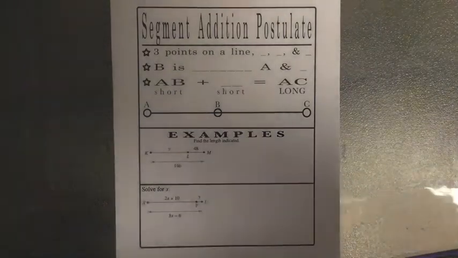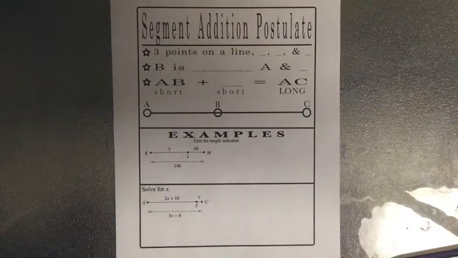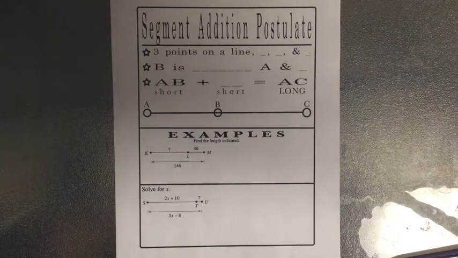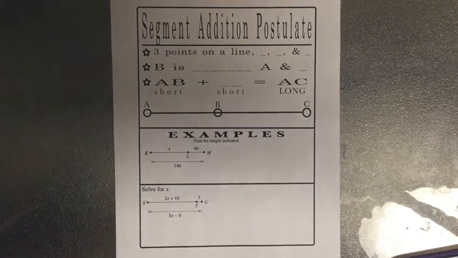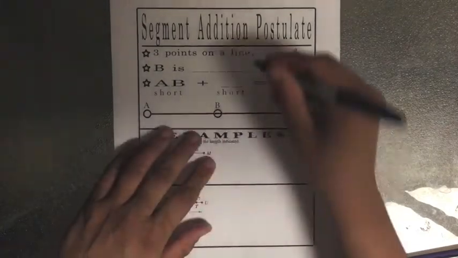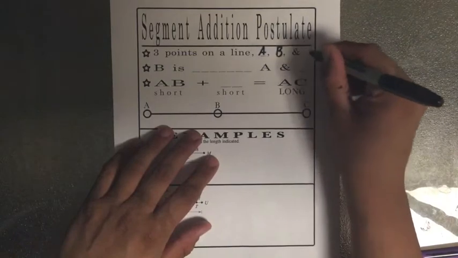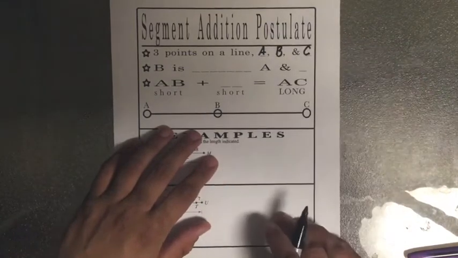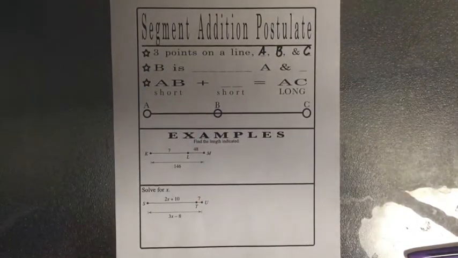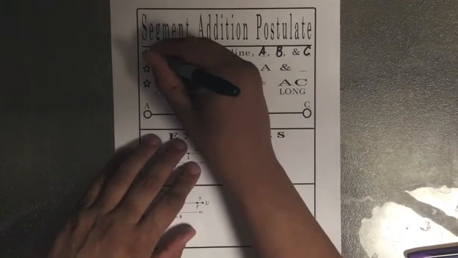All right, the lesson for today is segment addition postulate. A few things happen with the segment addition postulate. We see that 3 points are on a line. Those 3 points are A, B, and C. Technically, those 3 points can be any letters, but in this case, let's use A, B, and C, just like in the alphabet.